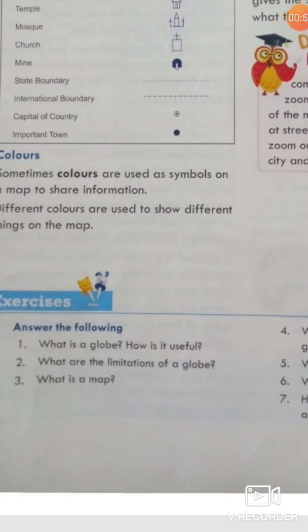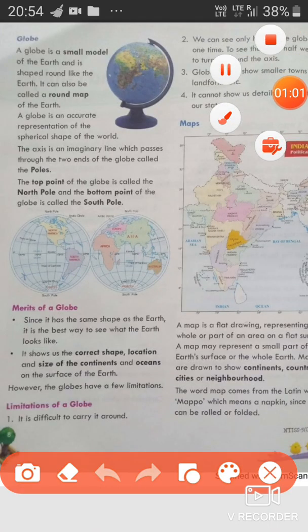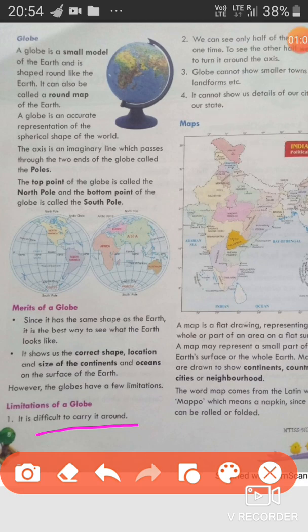Question number 2. What are the limitations of globe? These are the limitations of globe. It is very difficult to carry around. You cannot carry a globe. We can see only half part of the globe at one time, and globe cannot show smaller towns or landforms. So these are the 3 demerits of globe. You have to write 3 points: first, second and third point.